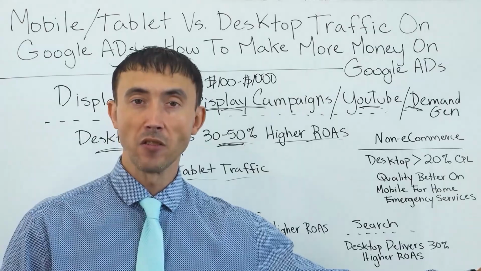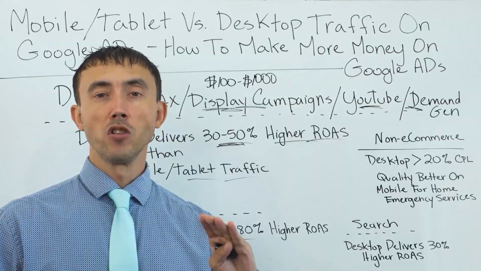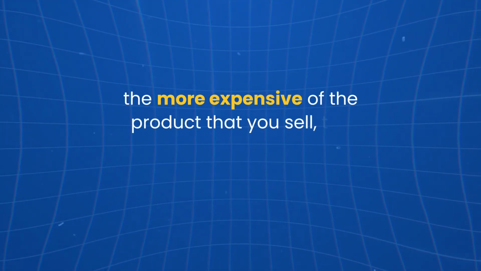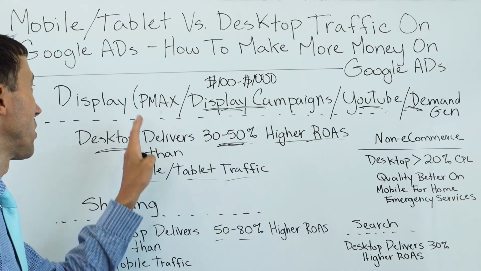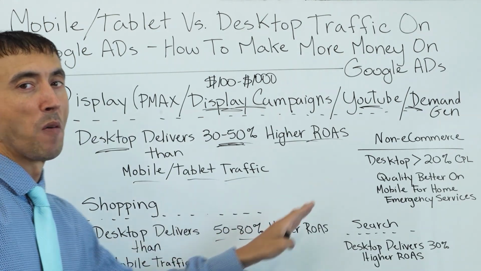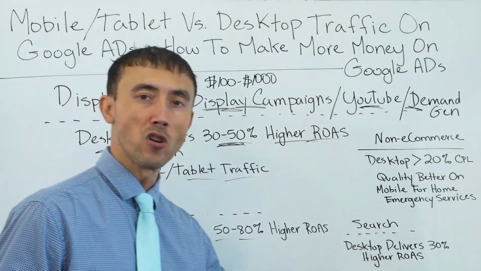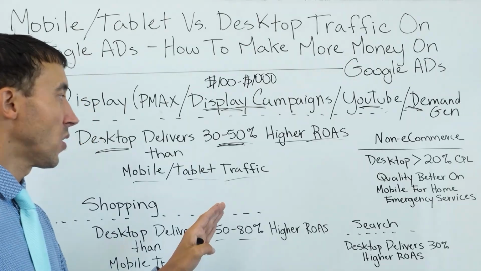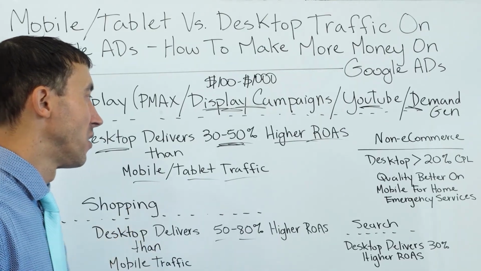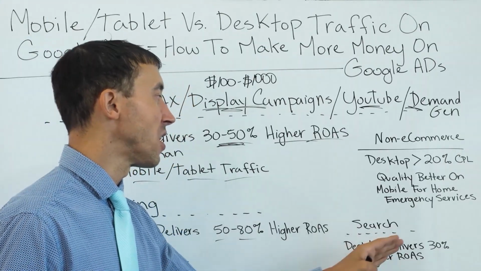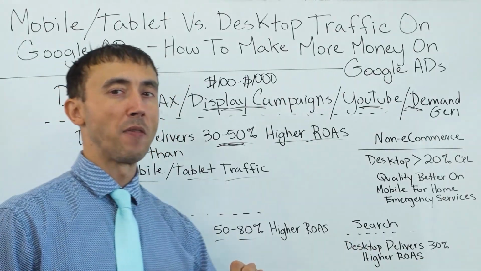So it's on the other side of the spectrum, and really, really good on desktop, whereas really, really poor on mobile. So just know, the more expensive the product that you sell, the better desktop is going to do for shopping campaigns. But that also applies obviously with display, and it's just going to be more of a premium with shopping placements than with your typical display placements. Now, with search campaigns, that is the text ads on Google versus the image ads with the price underneath it, your desktop traffic is going to typically deliver 30% higher ROAS than what your mobile/tablet traffic is going to deliver.